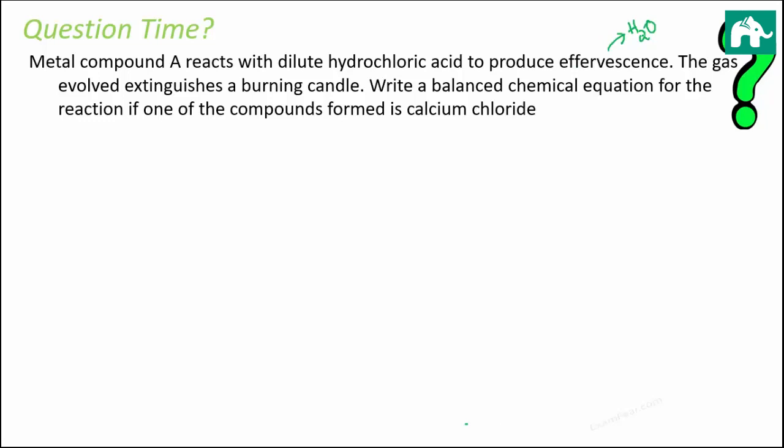The gas evolved extinguishes a burning candle. Which gas can extinguish a burning candle? Carbon dioxide. So this also means that carbon dioxide is produced. Write a balanced chemical equation for the reaction if one of the compounds formed is calcium chloride. So you also know that one of the products is calcium chloride. I think we more or less know all the products. So all the products are calcium chloride plus carbon dioxide plus H2O. So these are my products.